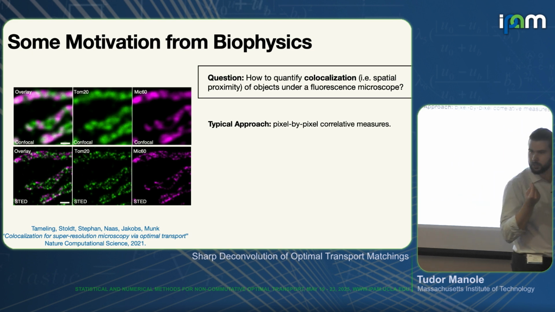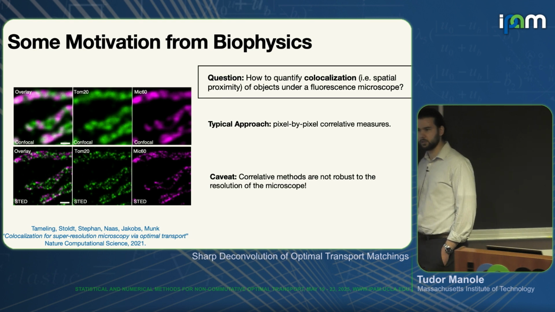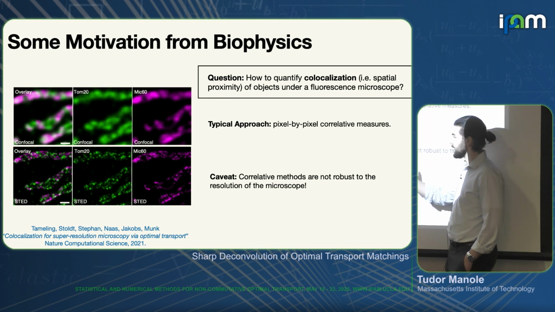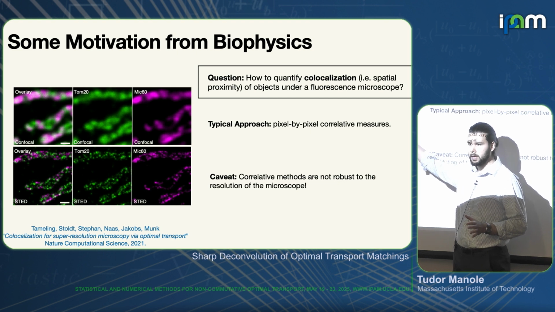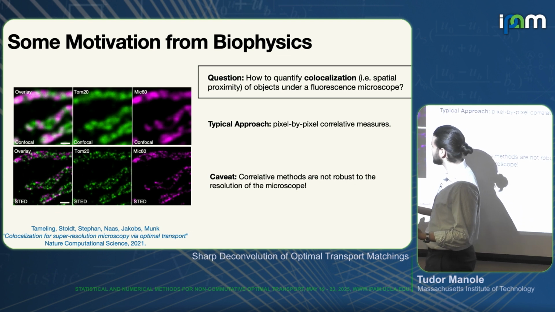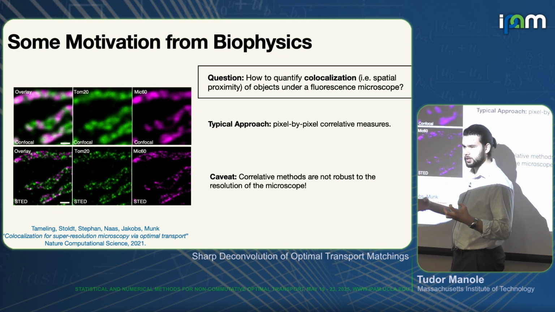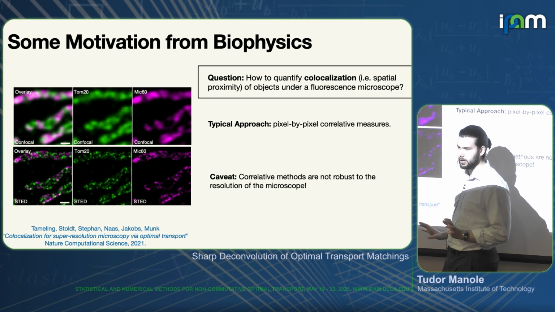And so now you can see what the issue is with the traditional view. If the traditional view is to use correlative measures to measure colocalization of these images, clearly we're going to get a very different answer in the second row than we would have gotten in the first row. And this is despite the fact that the underlying signal is exactly the same in the two cases. But just because the point spread function, the amount of blurring that the microscope is causing, has gone down, we will get a very different answer in the second row.